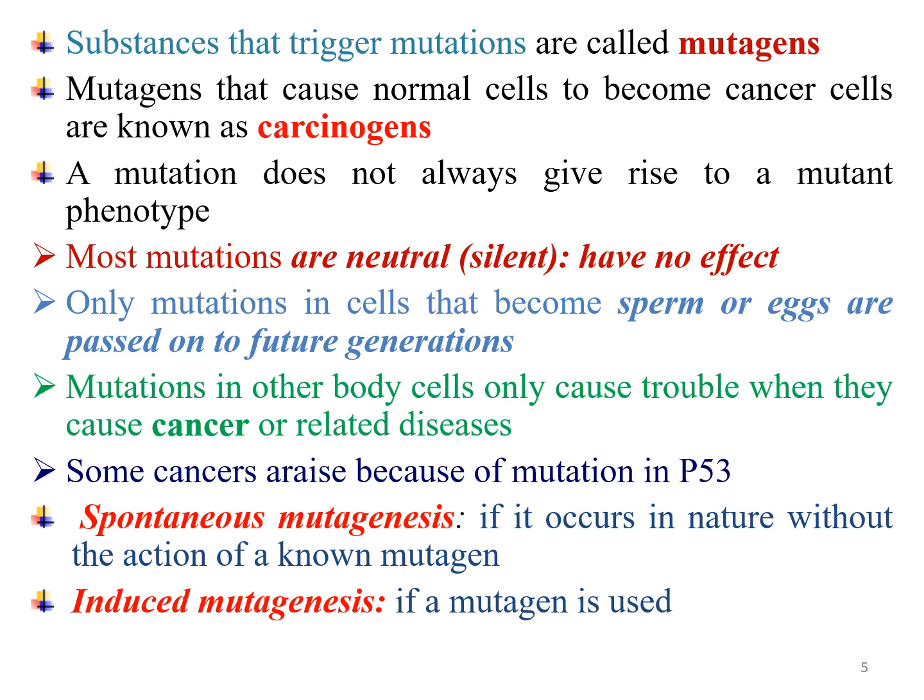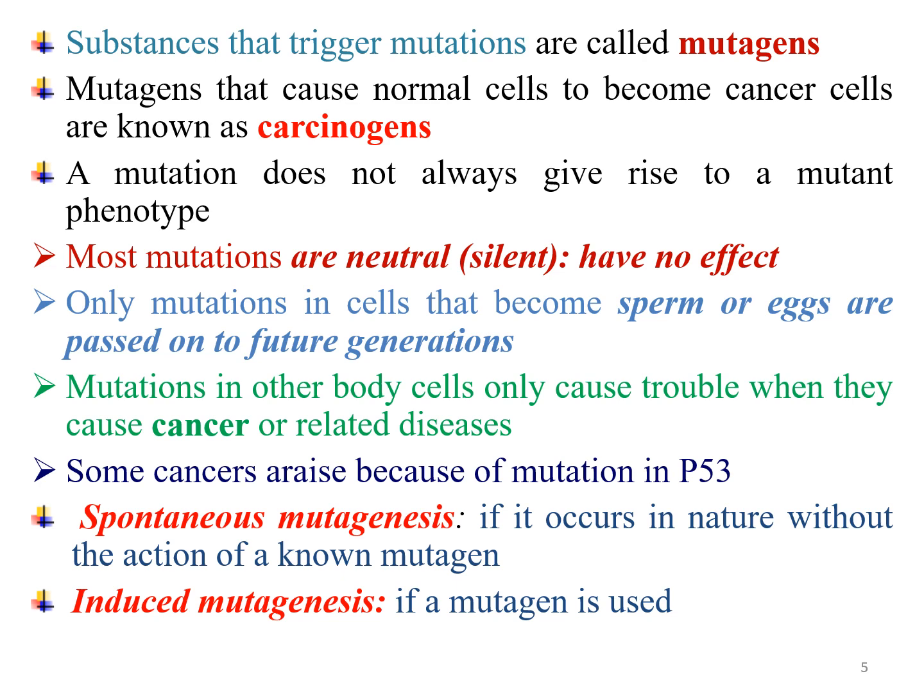Mutations in other body cells only cause trouble when they cause cancer or related diseases, and some cancers arise because of mutation in p53. This p53 is very important in controlling cancerous cell proliferation, and if a mutation occurs in p53, it can lead to different cancer diseases.